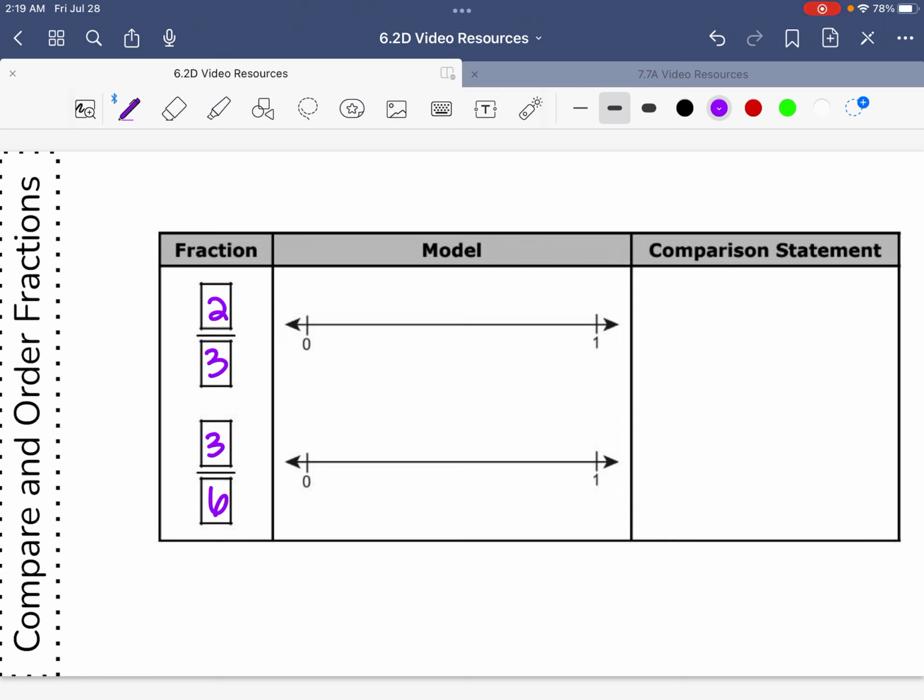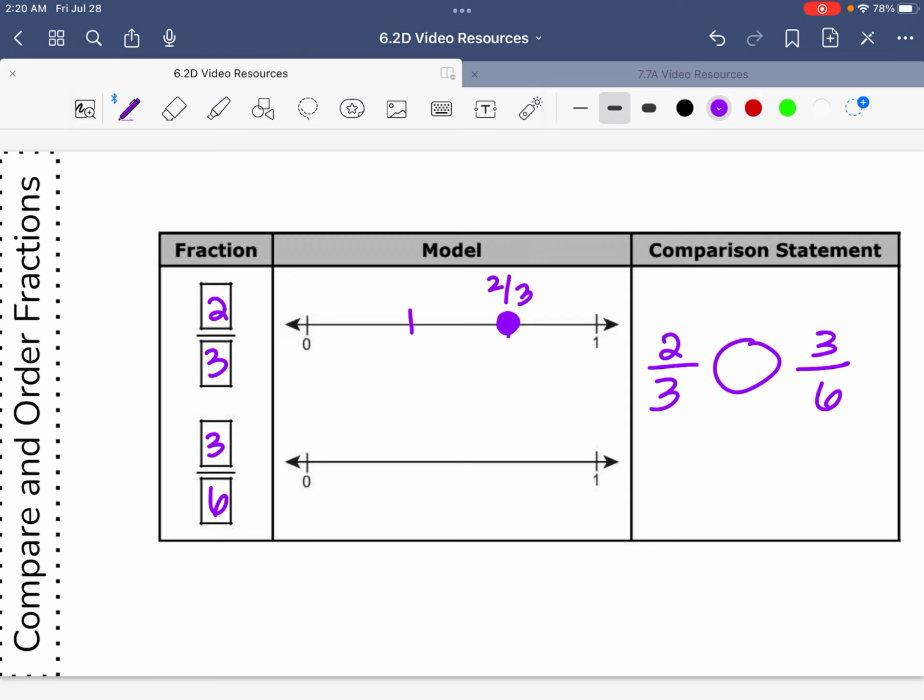So we will be comparing 2/3 with 3/6. I'm going to put the circle in the middle to represent that I don't know the inequality symbol yet. But I'm going to represent 2/3 on my number line. From 0 to 1, I need to partition it into 3 equal pieces, and I see that I have 2 out of the 3. So my dot for 2/3 will be represented right here.